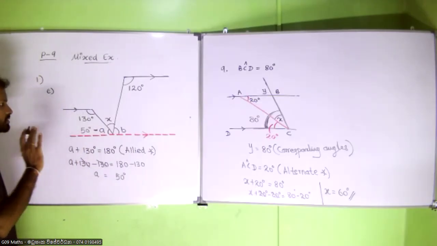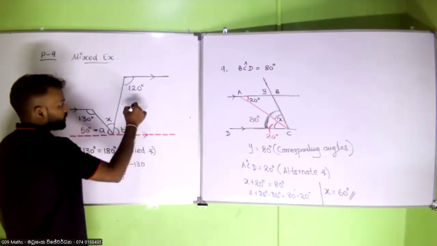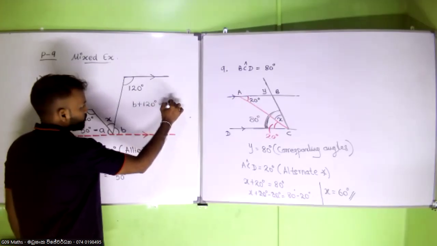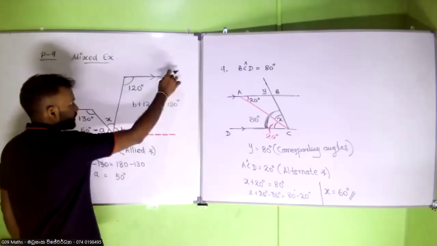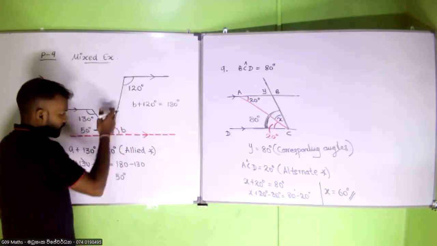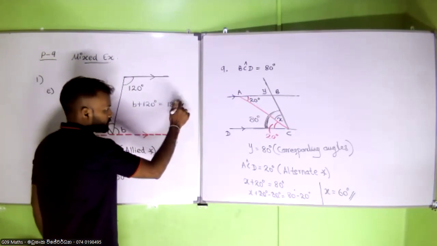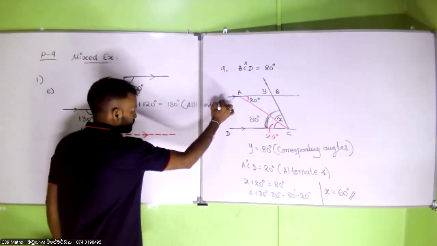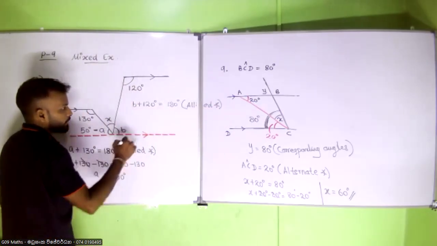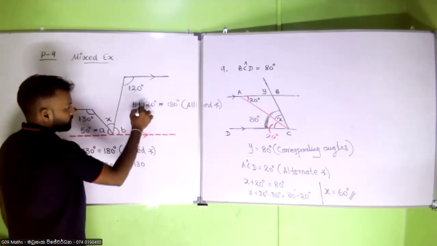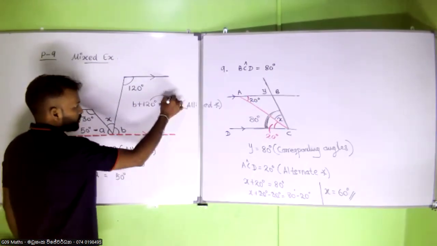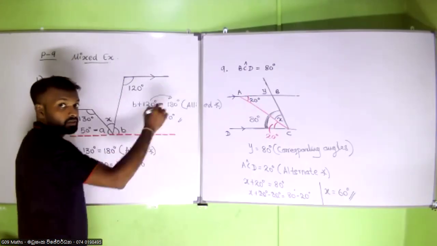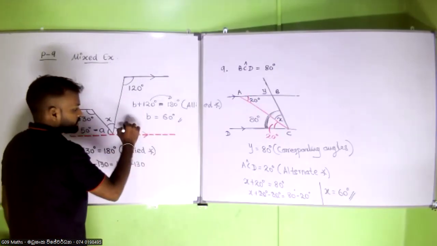By using the same method, you can find B. B plus 120 equals 180 degrees. What is the reason? Parallel line, transversal. B plus 120 equals 180, allied angles. Then you can find B. Take 120 to this side, then B will be equal to 60 degrees. I'm not going to simplify it further; you know the way. B is equal to 60.